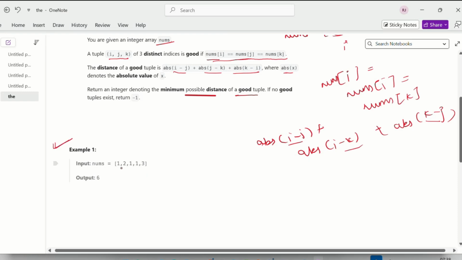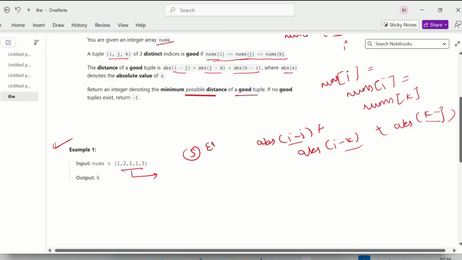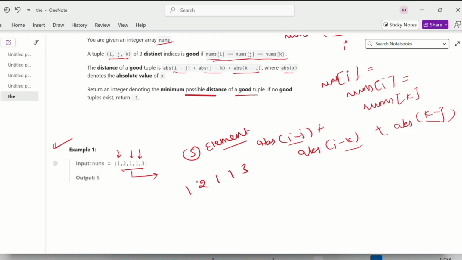What is given in the first example? We have the nums array 1 2 1 1 3. We look for three different indices that have the same value. So we will see that these three indices have the same value. 1 2 1 1 3 is the nums array, and these three have the same value. This is index 0, 1, 2, 3, 4. The indices are also different. We need different indices.